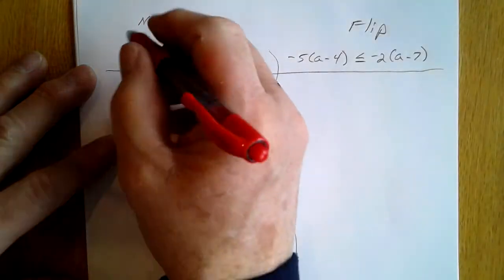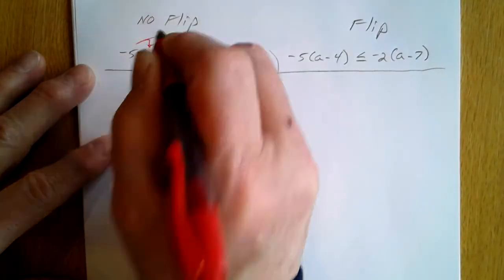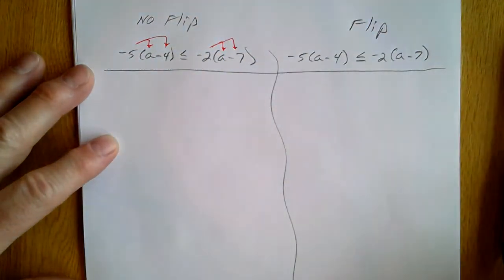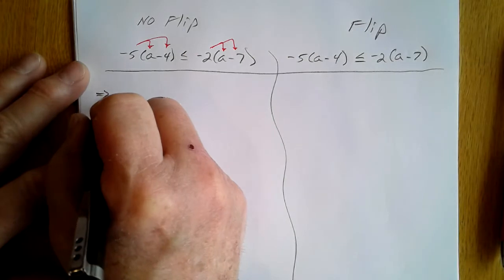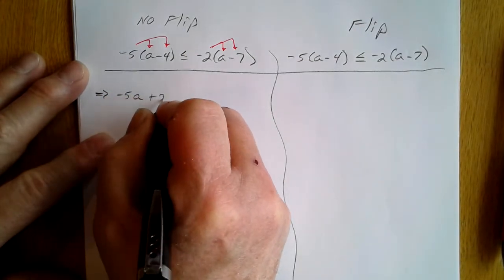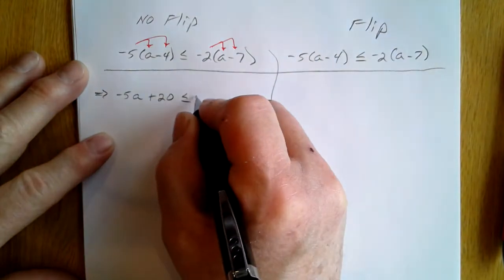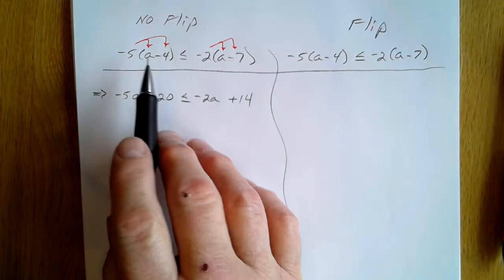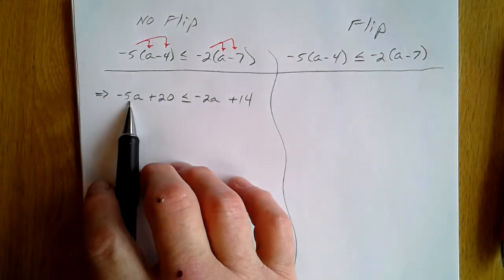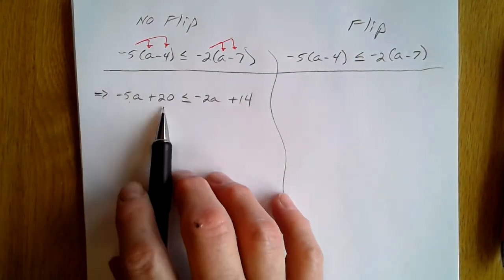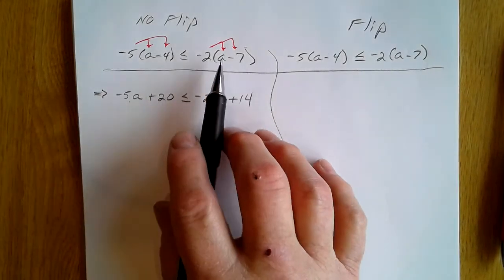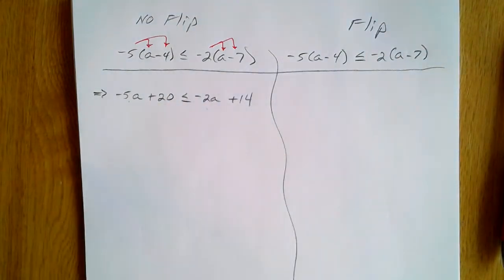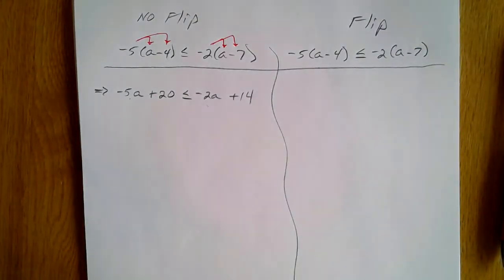Okay? So, first thing we're going to do is we're going to distribute our -5 through the parentheses and our -2. So we get -5a plus 20 is less than or equal to -2a plus 14. Okay, because -5 times a is -5a. -5 times -4 is plus 20. -2 times a is -2a. -2 times -7 is plus 14.